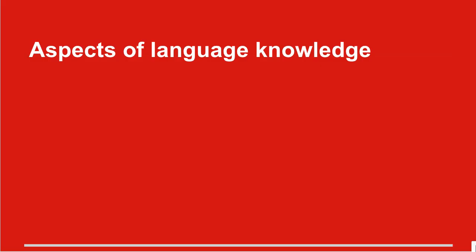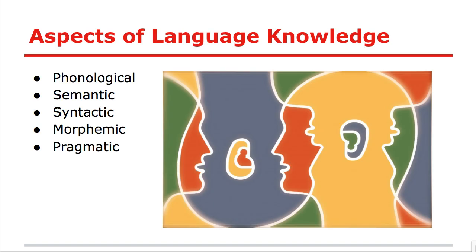So drilling down, if we think about language knowledge, once again, I talked about the five aspects of language knowledge that we will focus on in these videos and in this course. And those are phonological, semantic, syntactic, morphemic, and pragmatic. Each one of these five is important in and of itself. Each of the five has its own specific nuance that makes it a challenge for us to figure out and make sense of. But these are key components that we will come back to again and again and again.